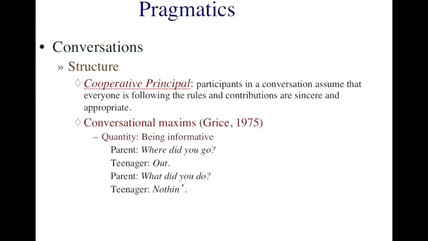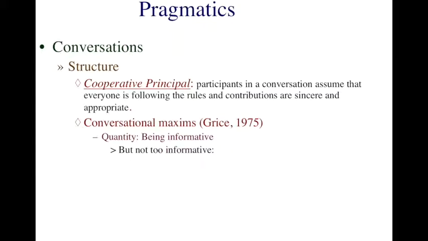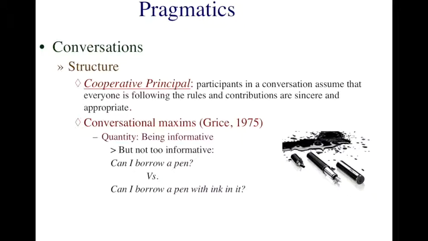So this maxim focuses on, first, making sure you have enough information, but it's also important that we're not too informative. For example, you might ask somebody, "Can I borrow a pen?" But you wouldn't ask somebody, "Can I borrow a pen that has ink in it?" It's assumed if you're asking for a pen, then you want a pen that's in working condition.